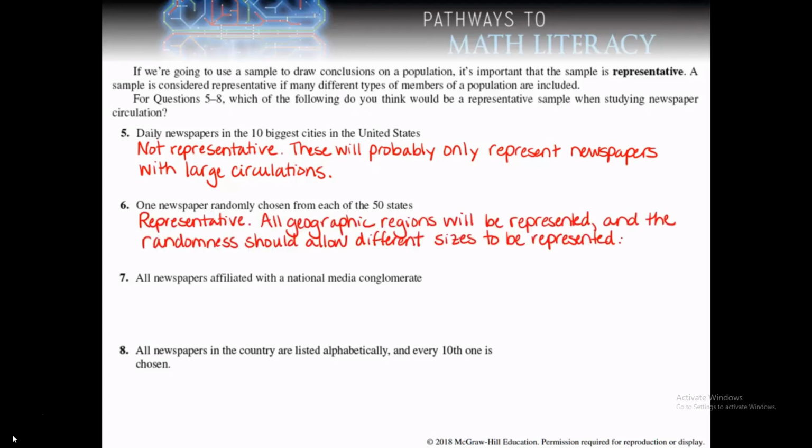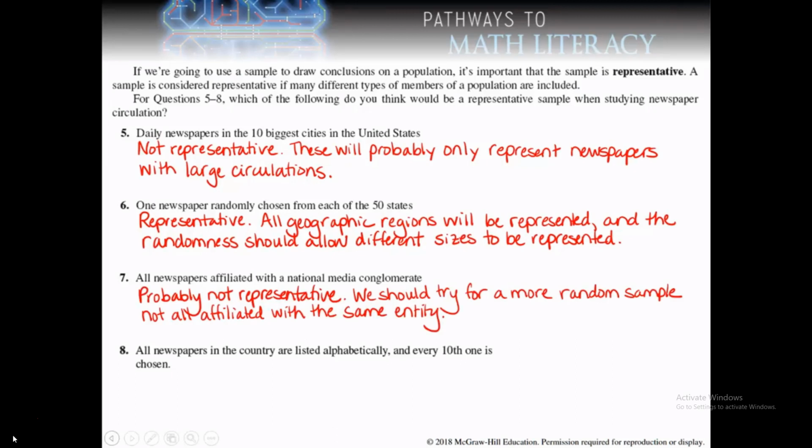In 7, all newspapers affiliated with a national media conglomerate. This one's a little harder to be sure on. It's very likely that newspapers, both large and small, would be affiliated with the conglomerate, and because we're only interested in circulation numbers, we don't have to worry so much about that conglomerate having a particular political slant. However, we really just don't have enough information here to know whether that would be representative of all newspapers. And in general, choosing all that are affiliated with one group is probably a bad idea.